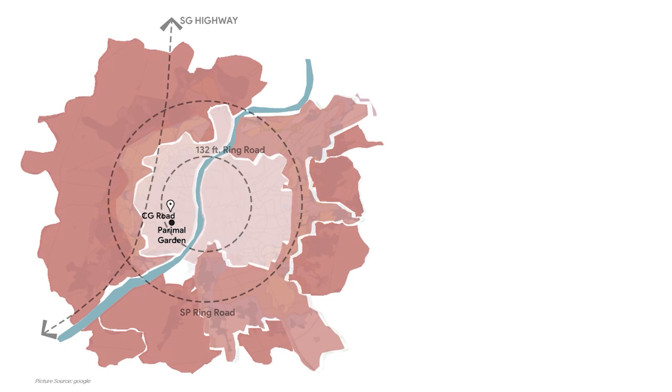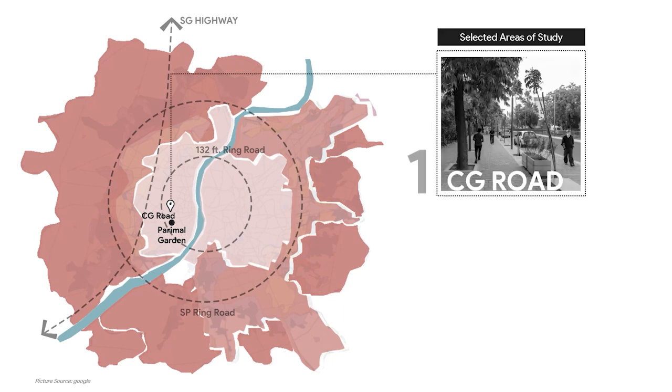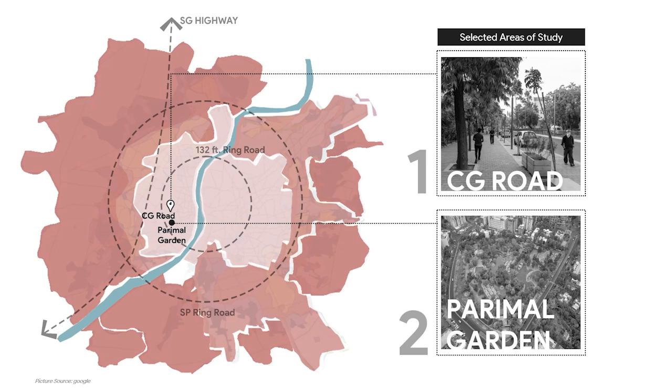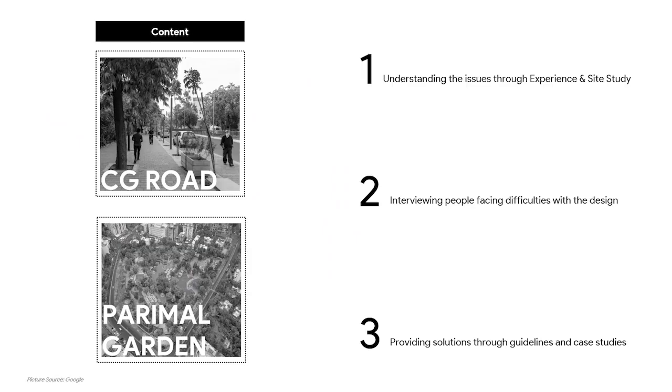To understand the need of creating universally accessible spaces in the city of Ahmedabad, the street design of CG Road, along with the recently designed Parimal Garden, is critically reviewed. This is done through three stages. Firstly, understanding the issues through experience and site study. Secondly, interviewing people facing difficulties with the design. And lastly, providing solutions through guidelines and case studies.